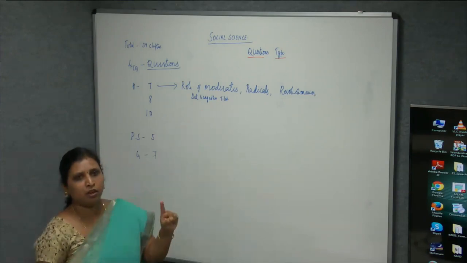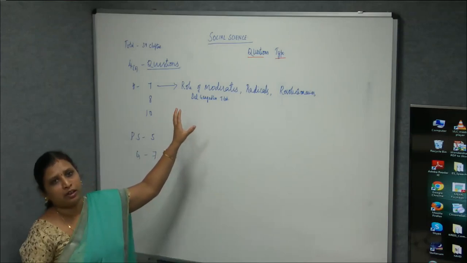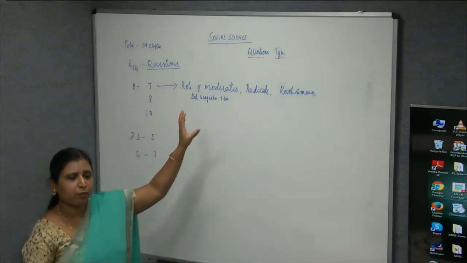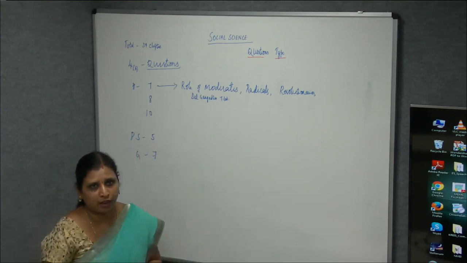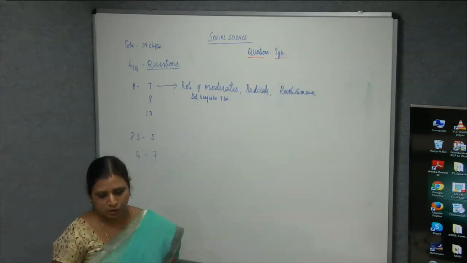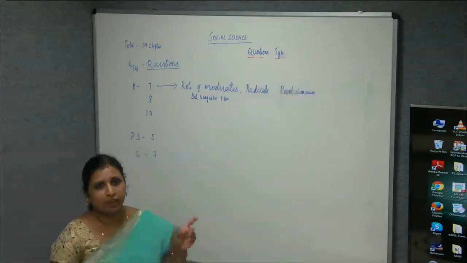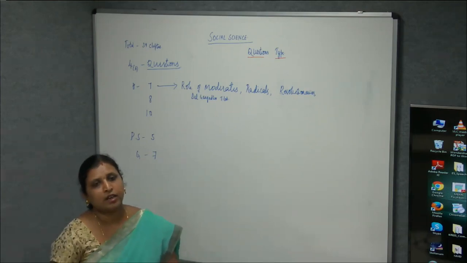So if you write the meaning of moderates, it will give 1 mark. Then some of the moderates' names you have to write, and then you have to write the demands of the moderates. So who were called moderates? The age of moderates is between 1885 to 1905; the Congress men of that time are called moderates.